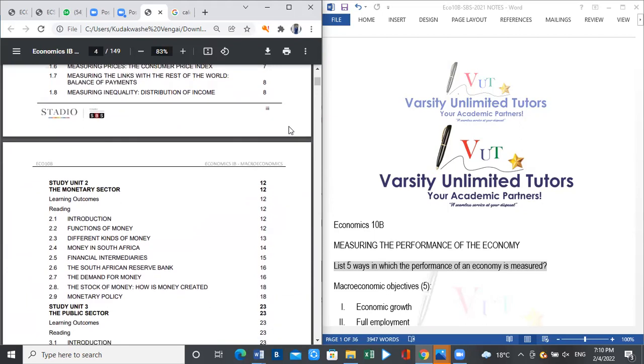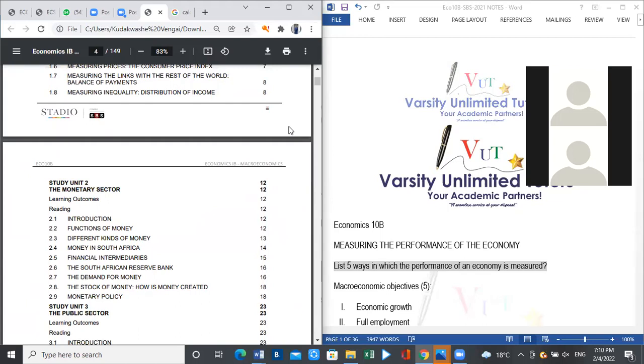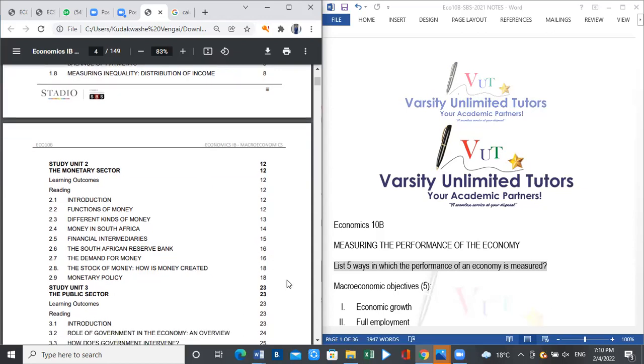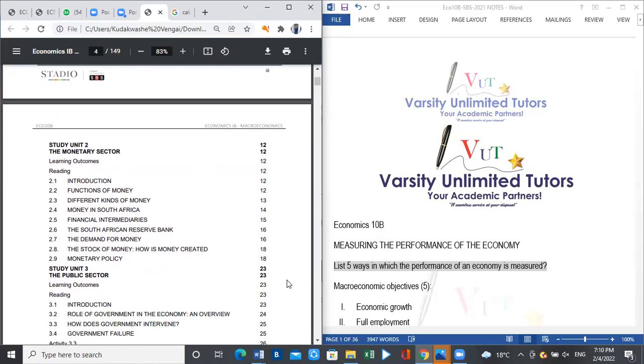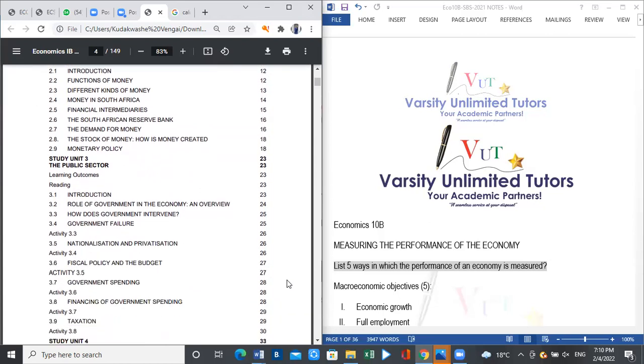Then the second unit is the monetary sector, whereby we'll be looking at the monetary side or the monetarist side of the economy. What happens in terms of the functions of money, how it is printed, who prints the money, and we'll be looking at who is responsible for issuing a currency within an economy. And we'll be also looking at the behavior of money within an economy. That's where we'll be looking at the demand for money, the various supplies of money, as well as the determinants of the interest rates in that regard.